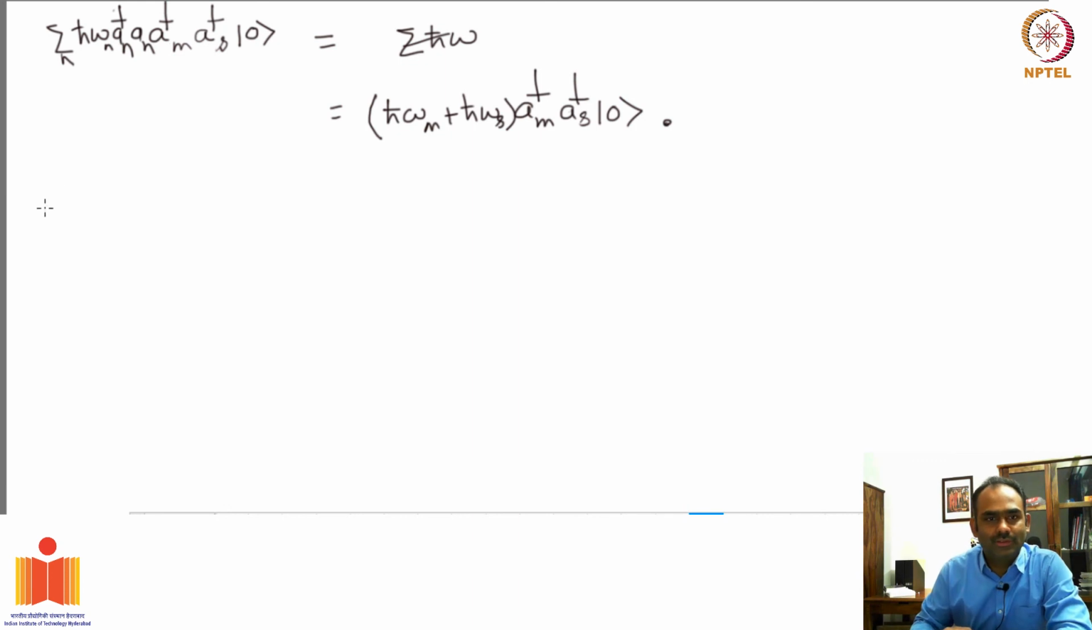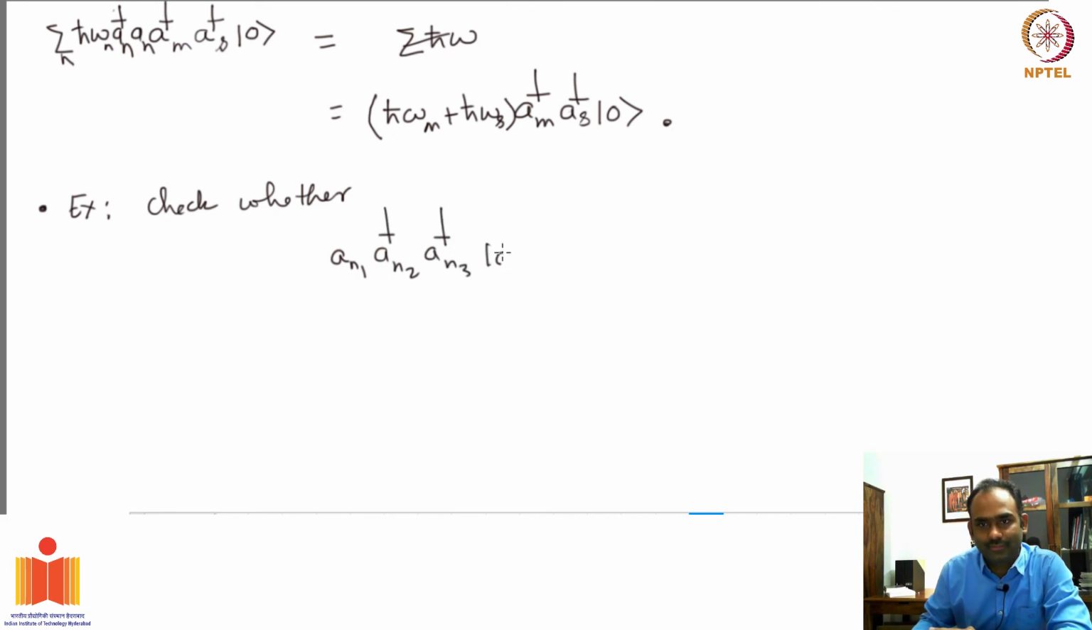I will give you one small exercise to do. Check whether, let's say, an1, an2, an3, this one, whether this one is an eigenstate of the Hamiltonian. So I have not put a dagger here. I have put the daggers on these two, but not on this one. Whether this is an eigenstate of the Hamiltonian.